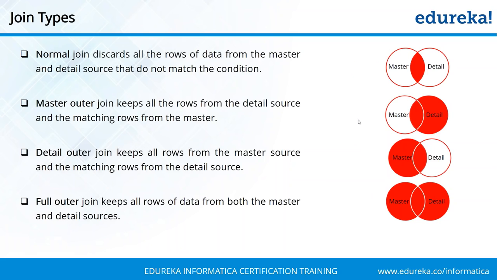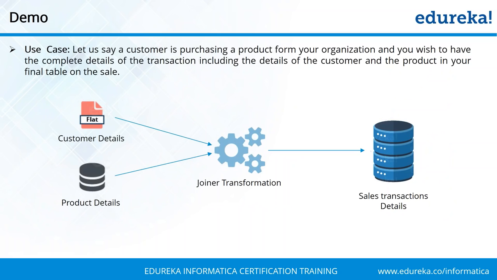Alright. Now to give you guys a better understanding of how the joiner transformation works, let's look at a use case. So here let's say you're part of a retail organization. Now you have your details of your customer present in a flat file and the details of the product that you sell present in a database. But now you wish to understand the complete details of the transaction. That is, you wish to have the details of the customer and the complete details of the product that they have purchased. So using a joiner transformation, we're going to join the details of the customer with the details of the product. Let me show you how it's done.